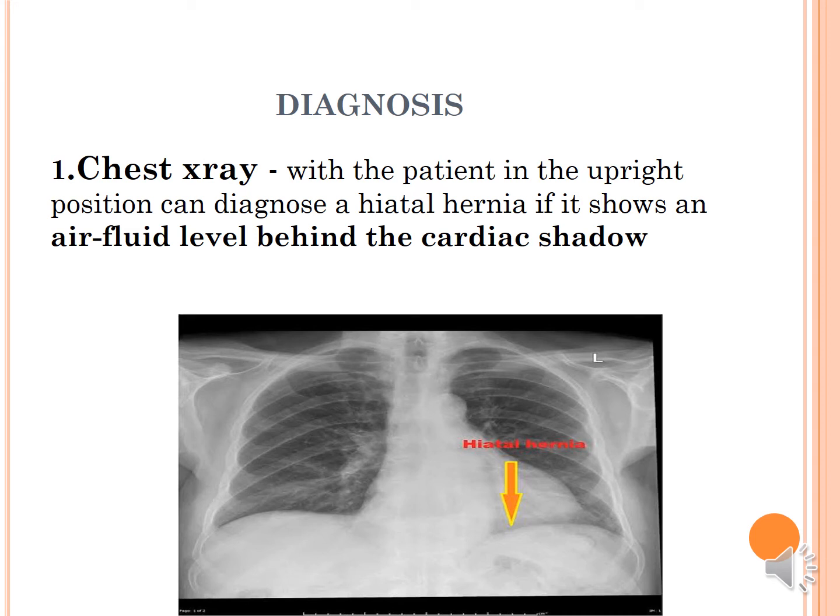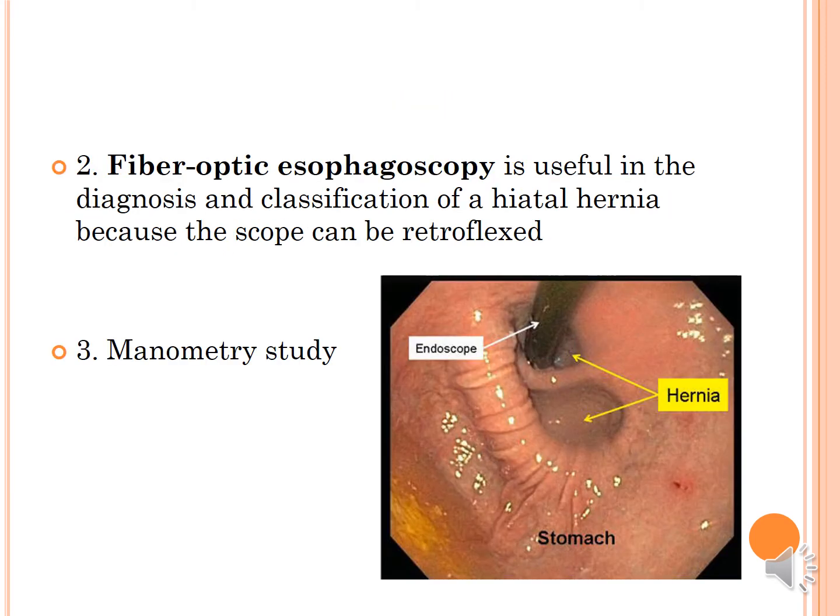Coming on to how do you diagnose it? First, we can diagnose it by doing a chest X-ray, with the patient in the upright position. We can diagnose a hiatal hernia if it shows an air fluid level behind the cardiac shadow. Second one is by using a fiber-optic esophagoscopy, which is very useful in the diagnosis and classification of hiatal hernia because the scope can be retroflexed.